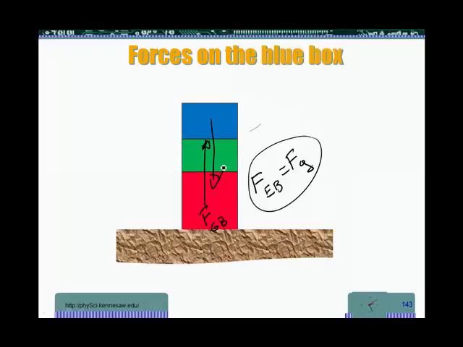Now it is pointing upwards because what the green box is doing is holding the blue box up in position there, and it is a normal force. That's why I'm going to write it as F sub n. Okay? These are the forces acting on the blue box. Now they are balanced. They are not action-reaction pairs. Both of them are two separate forces acting on it that are balanced.